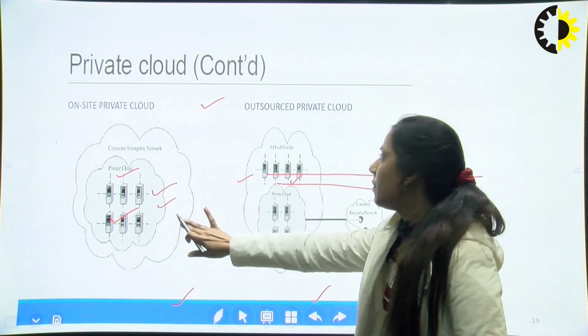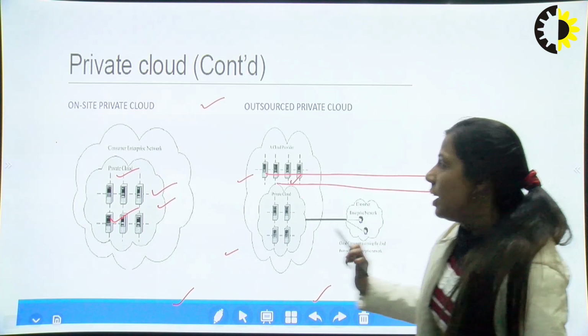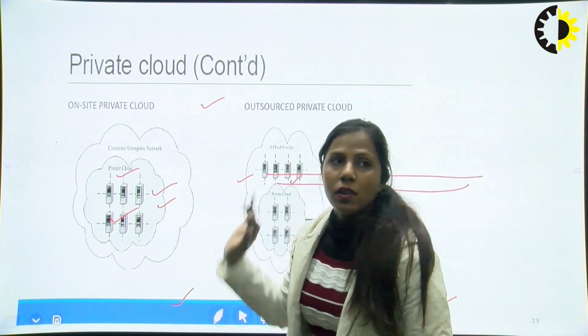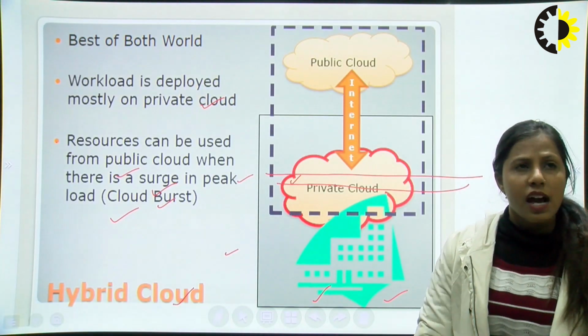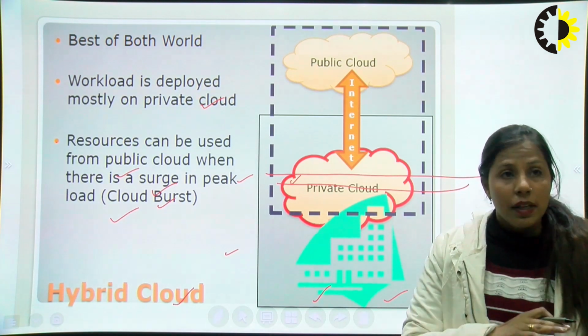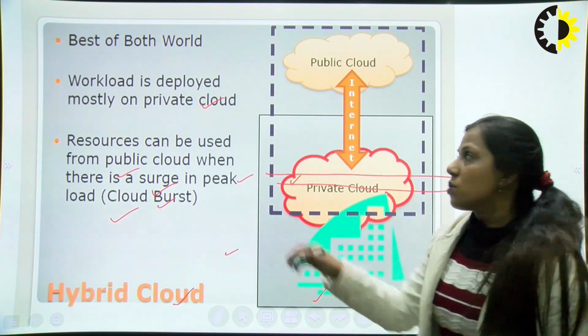This is the on-site private cloud. This is the outsourced private cloud, in which we are having a particular network. Through that network only, the particular cloud can access the things. Now, next is hybrid cloud, which is the combination of both the public and the private. So, best of both.